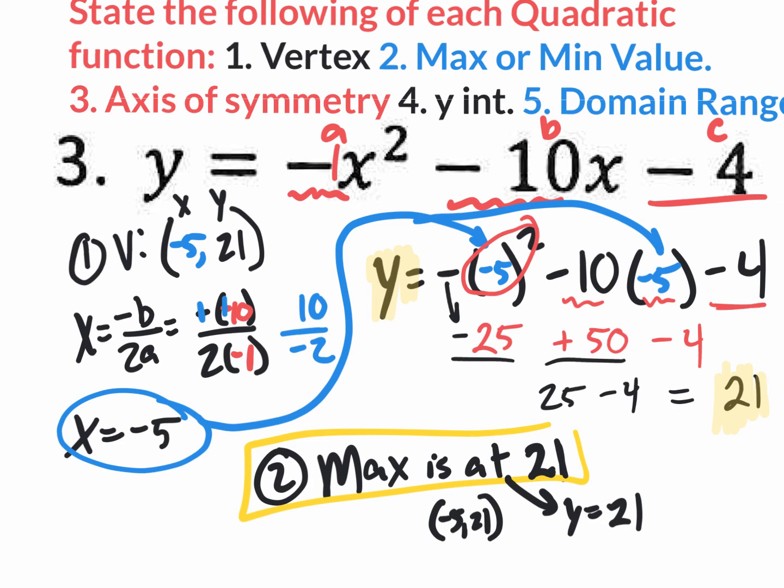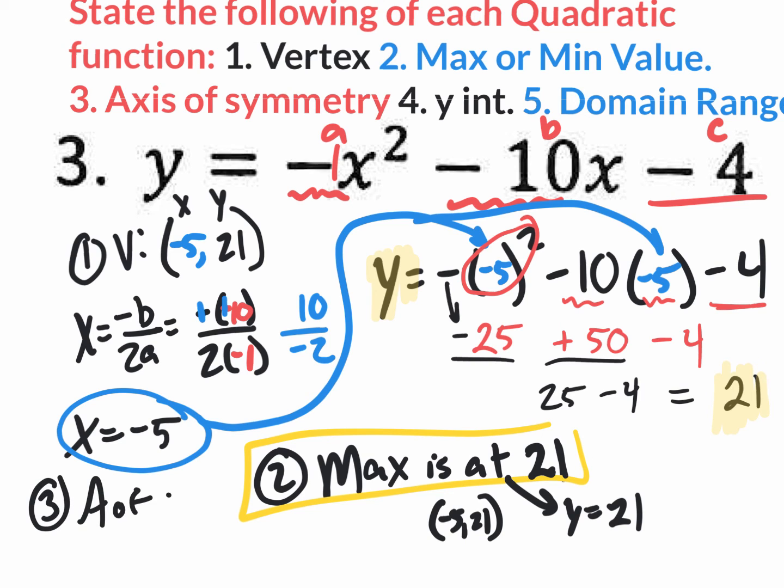All good answers. The maximum value is at 21. The maximum is at y equals 21. The maximum is at the precise location of the vertex, -5, 21. All right, so we have the vertex, we have the max. What is the axis of symmetry?